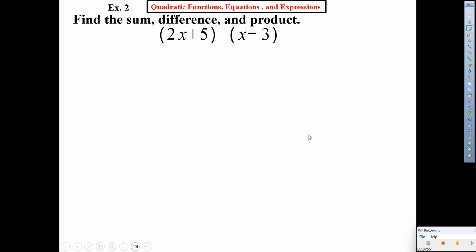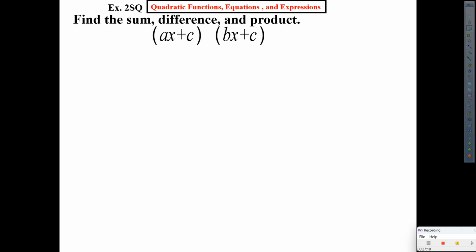All right, so we're good with this, yes? All right, so let's move on. Let's do this one. Let's see how you do with that one. Example 2: we got ax plus c and bx plus c. Find me the sum, difference, and product. Let's see what you get for that. Go.